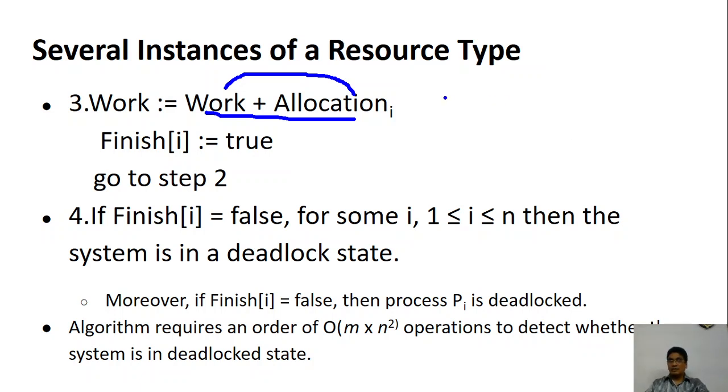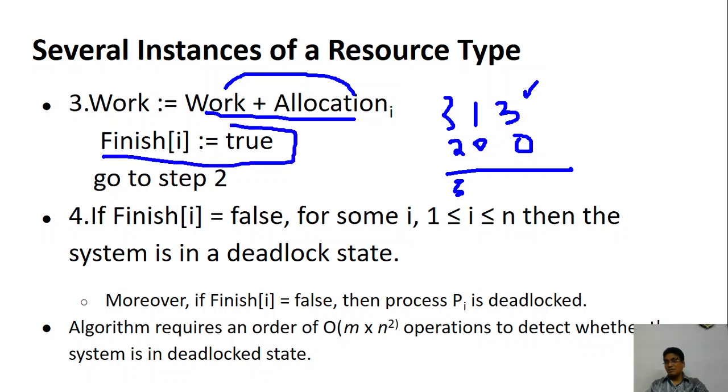Okay, so like 3 1 1 was there. If you are giving it 2 0 0, so what is the answer? Originally 3 1 1 was there, you give 2, so it's going to be 5 1 3, so it will be like you have finished that process. Remember, you wait for the process to finish, so you say finish is equal to true. That's it. Go to step 2.